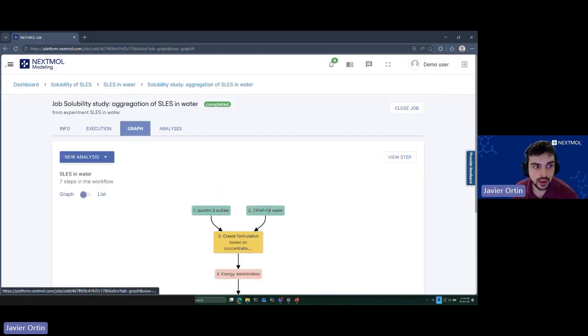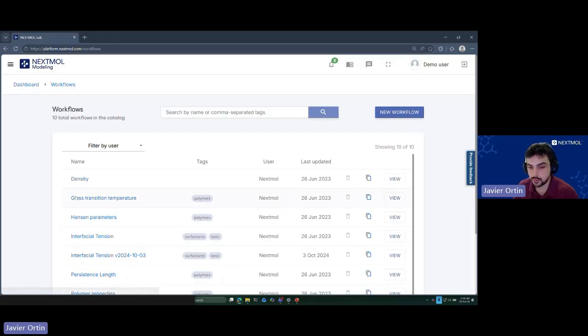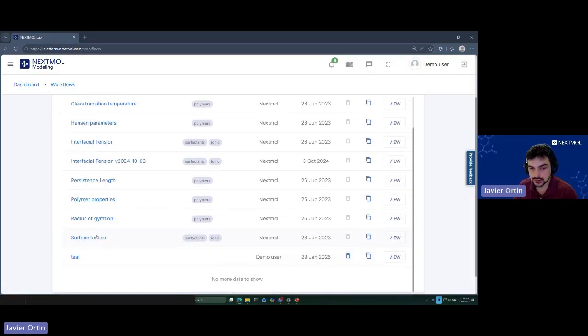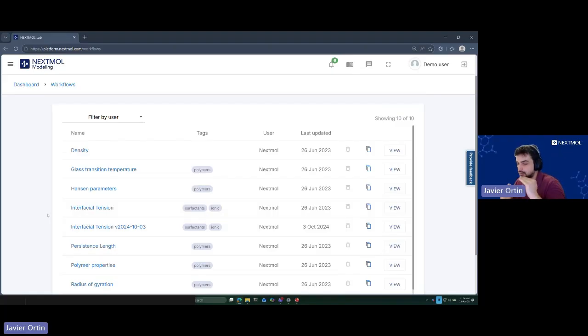So next, I would like to show you how we can calculate other properties. At Nextmol, we offer a set of pre-assembled workflows for the calculation of properties for both surfactants and polymers. All of these are workflows that you can use, for example, for the calculation of the radius of gyration of a polymer or the persistence length of a polymer. And also there are workflows for the calculation of the adsorption of surfactants on a surface. All of this is pre-assembled, but if you would like to study any other property and a workflow is not pre-assembled here, we can prepare a workflow exclusively for your issue and adapt it to your needs.